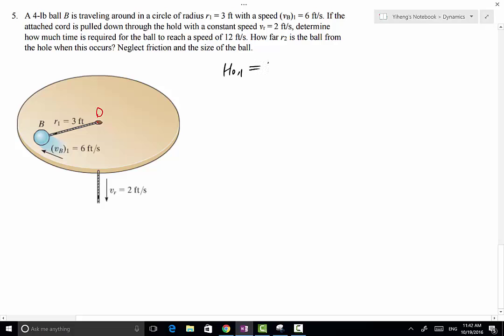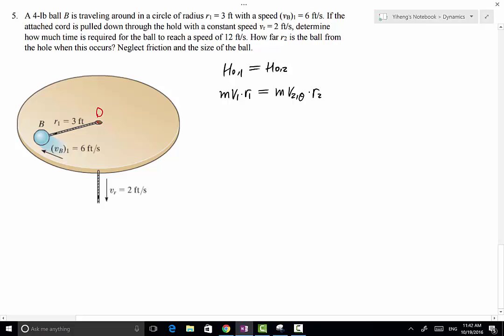HO1 equals HO2. Initially, the angular momentum about point O equals m v1 times the moment arm, which will be r1, and then finally that will be m v2, but only the component that is always tangent to the path, in this case the transverse component, times r2.